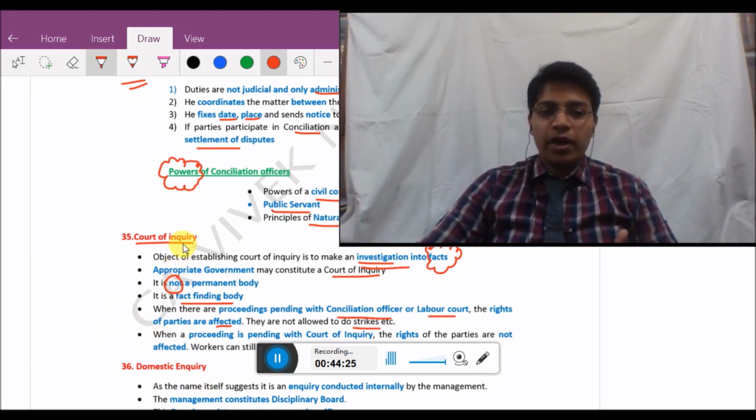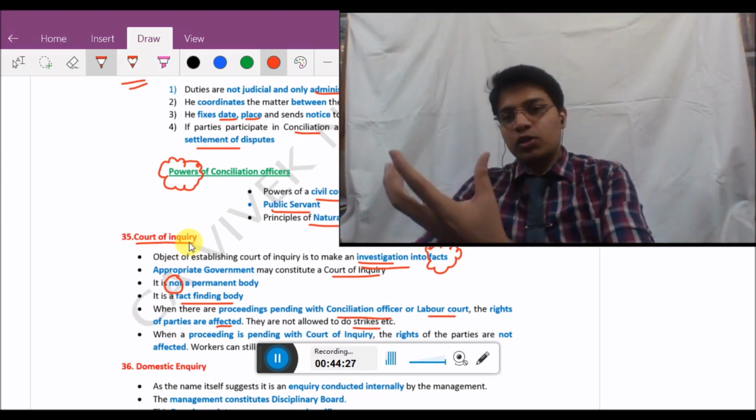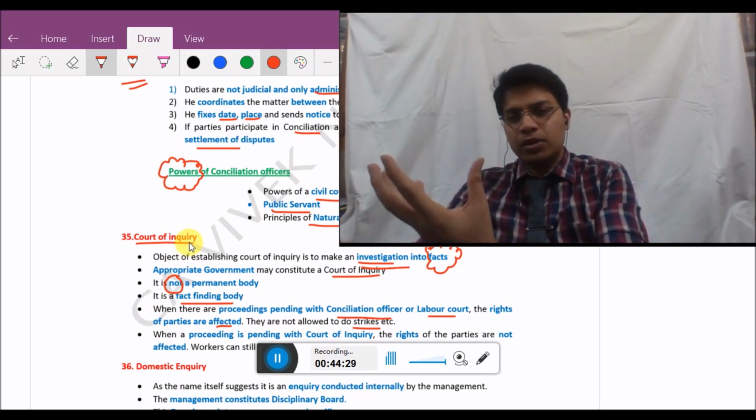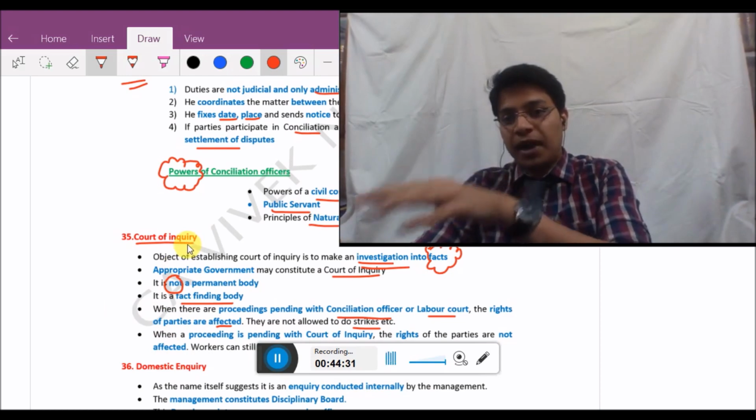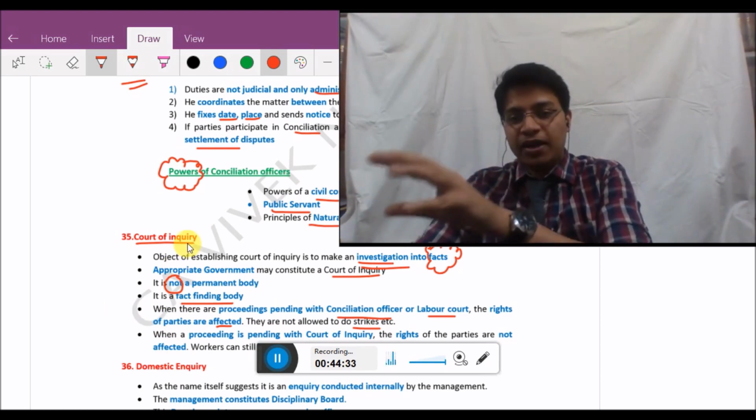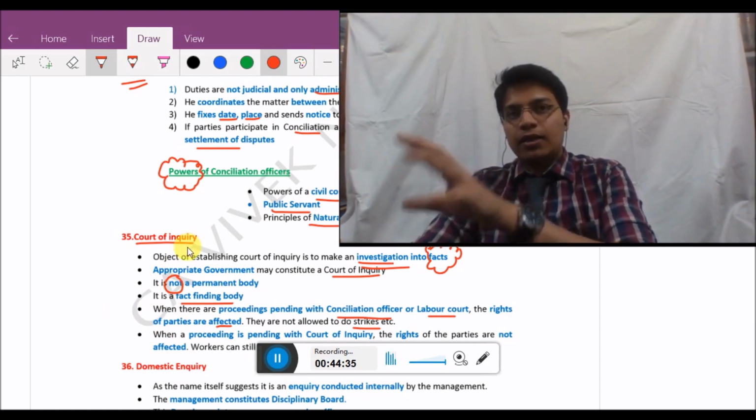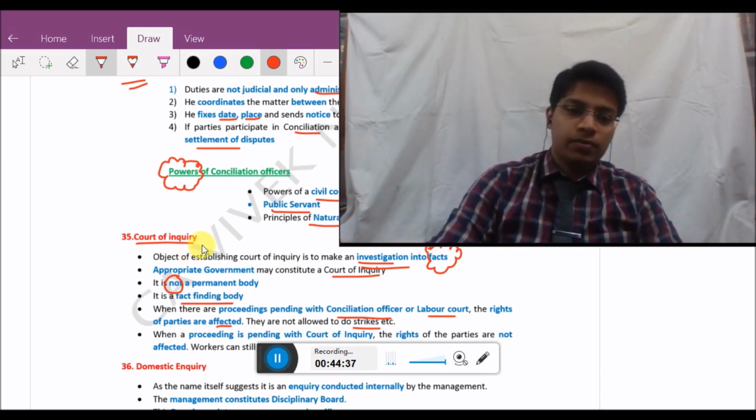So what is court of inquiry? The appropriate government constitutes a court of inquiry for a temporary purpose, just to investigate into the facts of the case. It is a fact-finding body, and the rights of the parties are not affected.